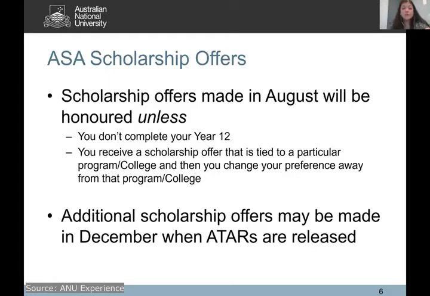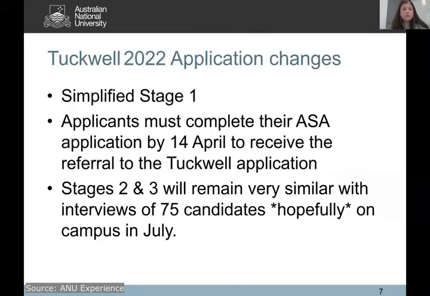And just a final note about offers. We do a huge number of offers made in August, and we confirm those offers in December if you do accept your August offer. And there will be an additional number of scholarship offers made in December because those ones are based on final ATARs. Our flagship scholarship, the National University Scholarship, that's one where you need to score a 99.9 final ATAR, and that's one of the ones that we release in December because we just can't release an offer any earlier. So that was my spiel about scholarships.